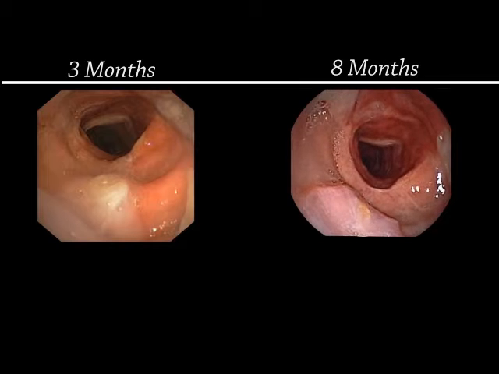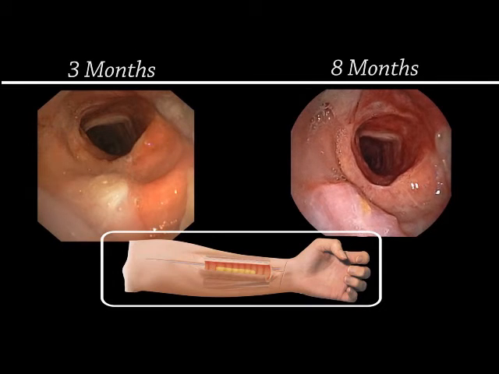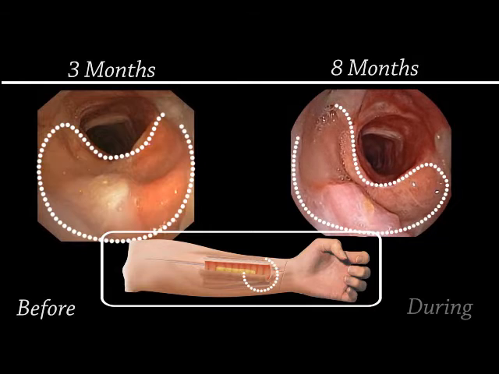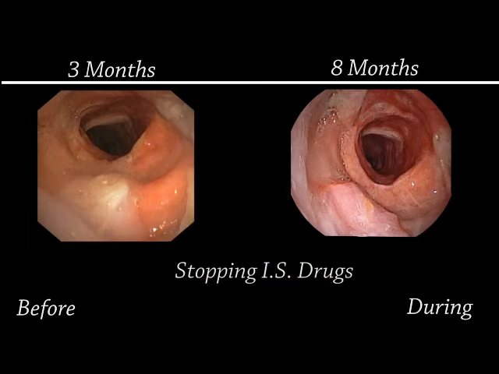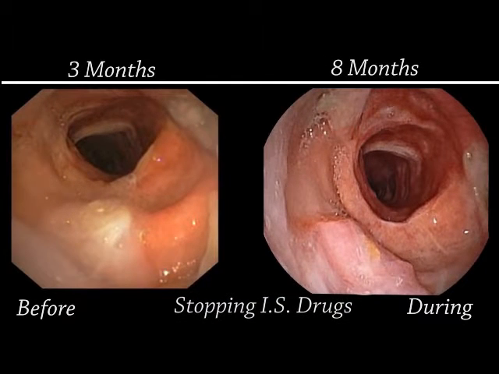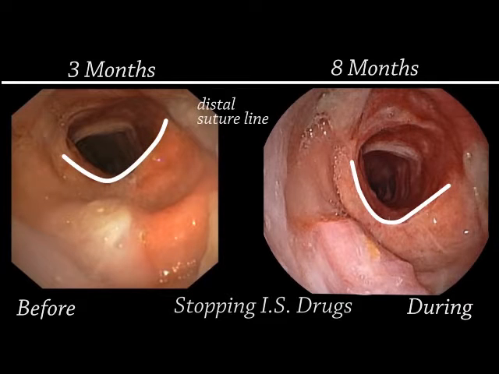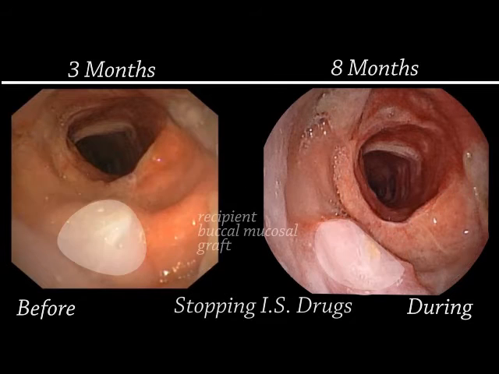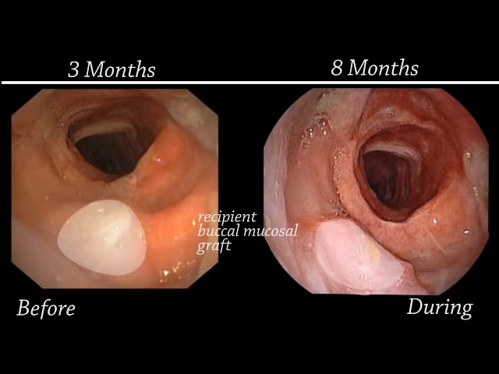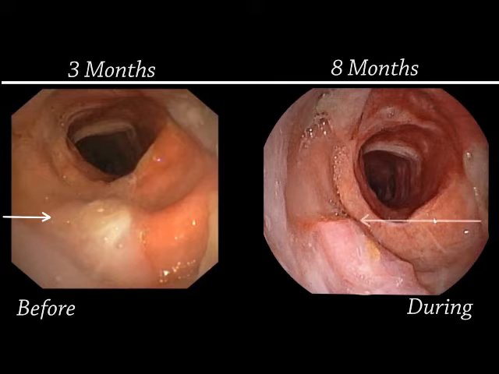After orthotopic transplantation, the distal site of the transplant was followed at regular times before, during, and after ceasing immunosuppressive therapy. The endoscopic image 3 months after orthotopic transplantation is compared with that after 8 months. We see the distal suture line, the donor respiratory epithelium, and the recipient buccal mucosal graft. The images after 3 and 8 months are comparable. The margins of the buccal mucosal graft are slightly thicker after 8 months.